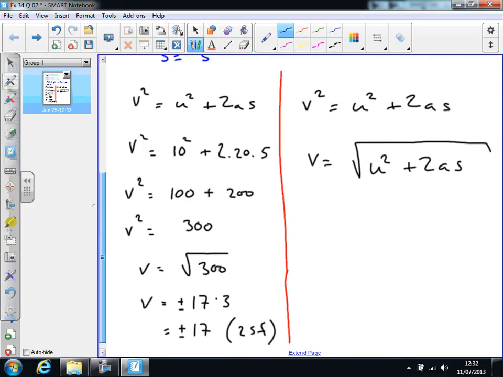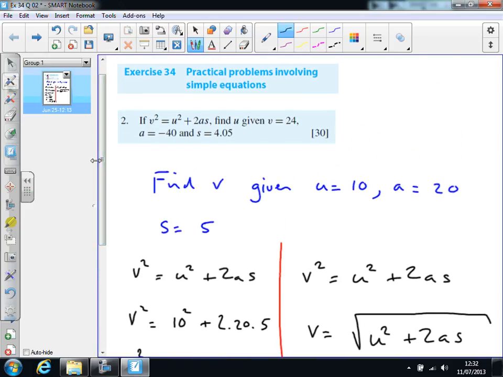Now you have a go at the original question. You've got a little bit of rearranging to do before you can do this question, because you're asked to find u, not v. So the first step is to get u squared on its own. See if you can carry on and complete this question.